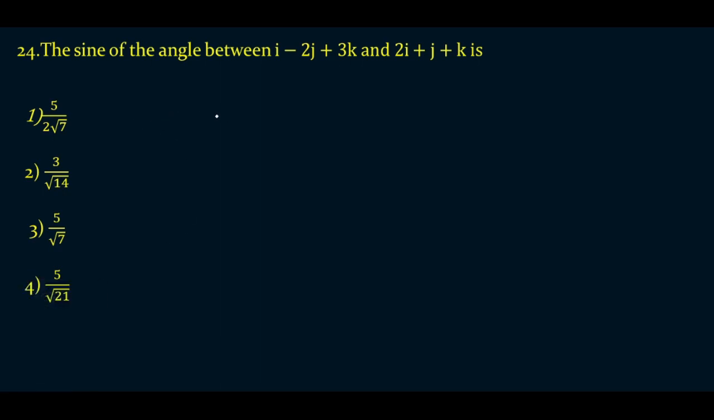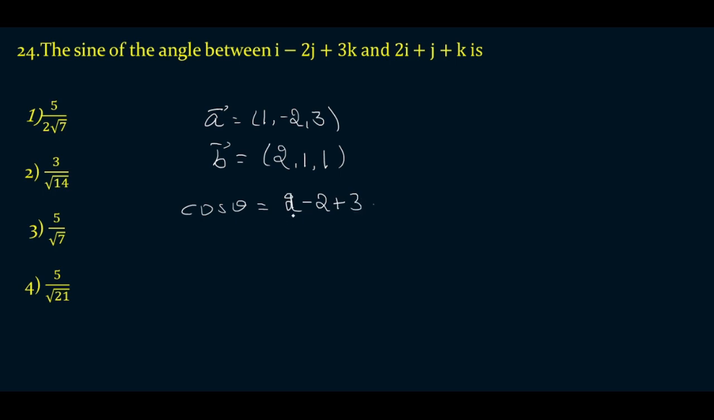Here, assume vector A is (1, -2, 3) and vector B is (2, 1, 1). To find the angle between the vectors A and B, you find the value of cos theta. But since we need sin theta, it is better to first find cos theta. Cos theta is A dot B over the product of the magnitudes. In the numerator, 1 into 2 is 2, minus 2 into 1 means minus 2, 3 into 1 means plus 3.